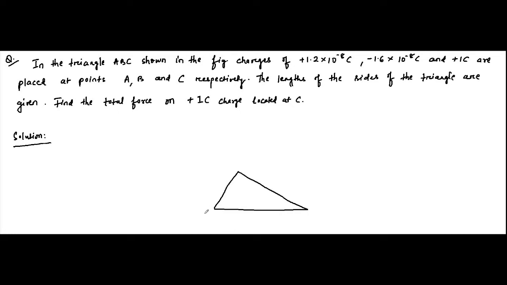and is specified as A, B and C. This is the triangle with the sides 5 centimeter, 4 centimeter, 3 centimeter, and then we have charges plus 1.2 into 10 to the power minus 8 coulomb, minus 1.6 into 10 to the power minus 8 coulomb, and 1 coulomb, which are placed at A, B and C respectively. The lengths are specified.